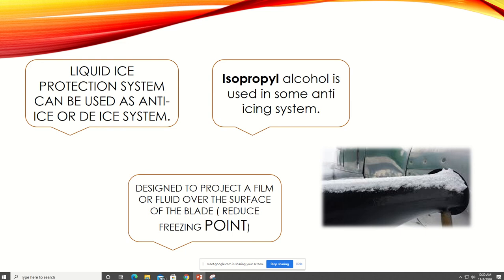For this kind of system, we use isopropyl alcohol. So how does it operate? It's designed to project a film of fluid over the surface of the blade, to reduce the freezing point. For example, you can project the alcohol here. Later we will learn how it operates.